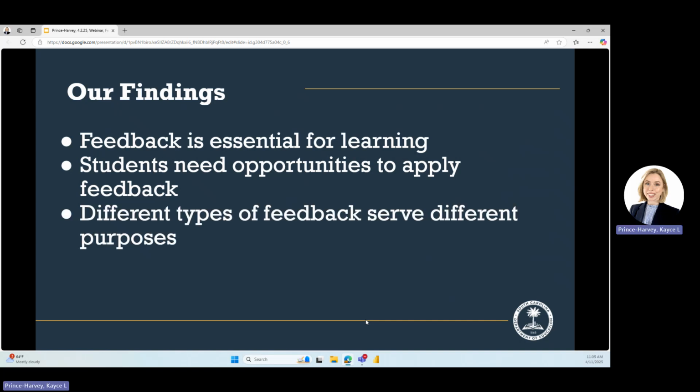The article also shares different types of feedback that serve different purposes. So not all feedback is going to serve the best purpose in different scenarios. And then lastly, the articles discuss effect sizes, which we'll dig into in just a little bit.